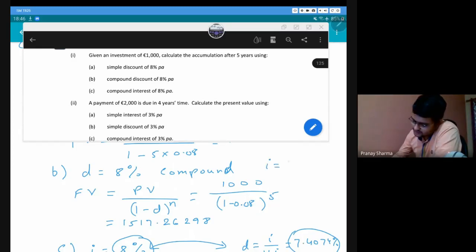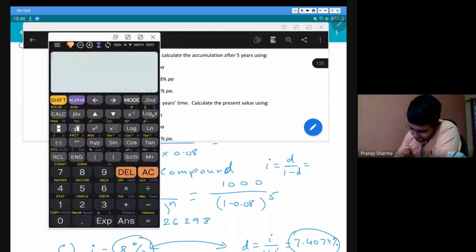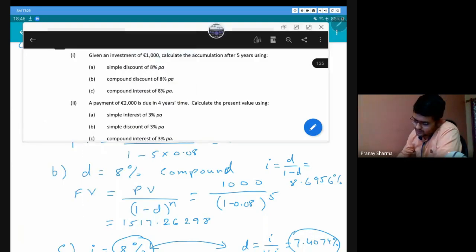I is equal to D upon 1 minus D. So I will say 0.08 by 1 minus 0.08, and we are getting 8.6956 percentage.